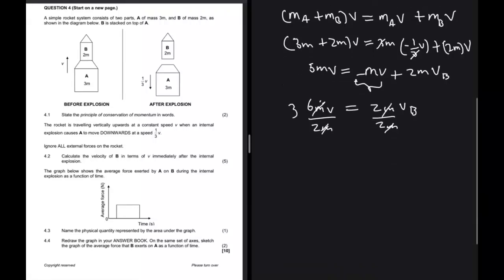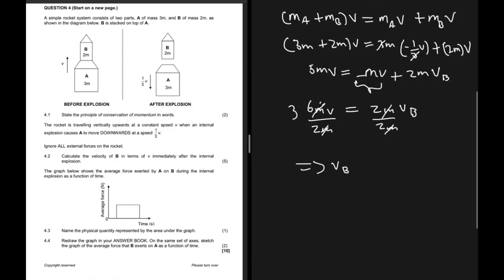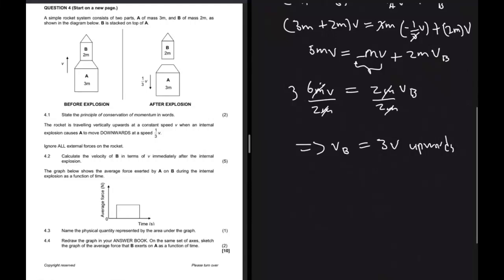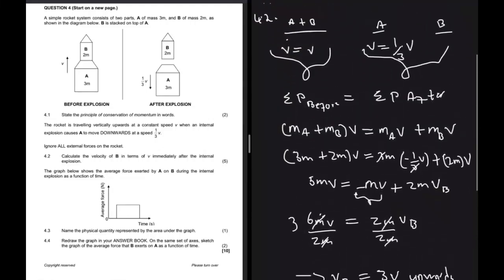Yeah, we're going to be left with 3 here, because 6 divided by 2 is 3, right? So this will imply that v of the body B is equal to 3v. The question says we must find it in terms of v, so that is what we're going to find. So it's 3v upwards, because we're taking up as positive. That's how we do the problem.